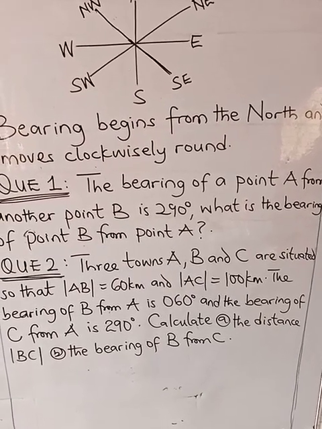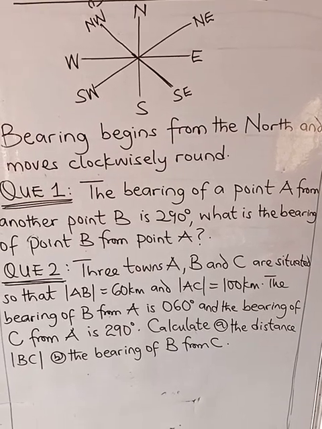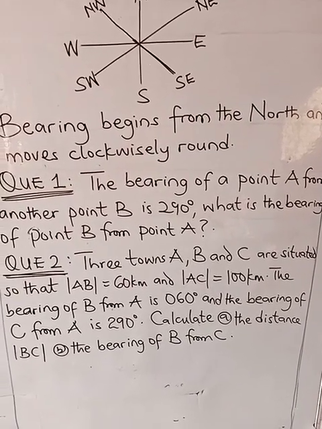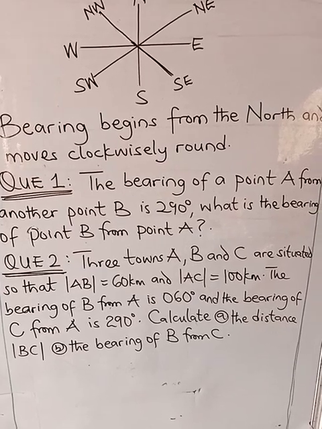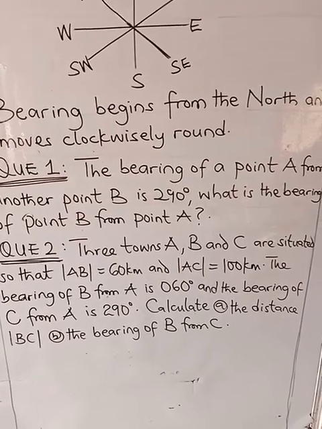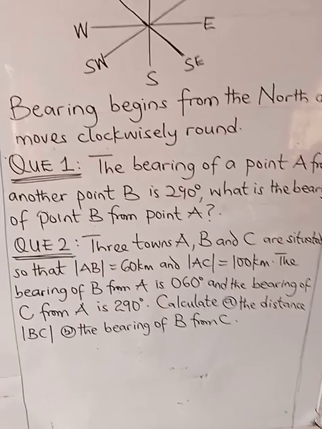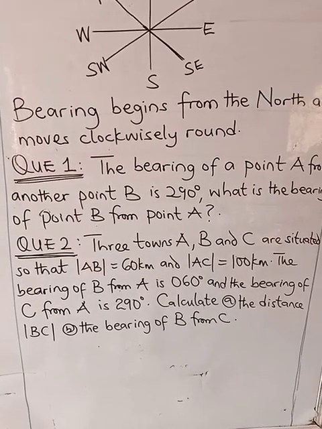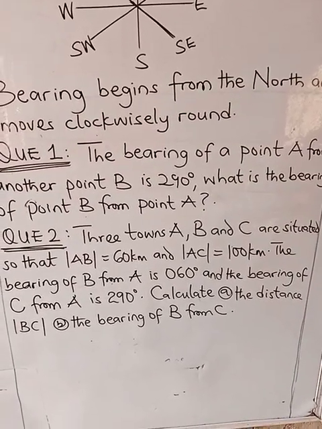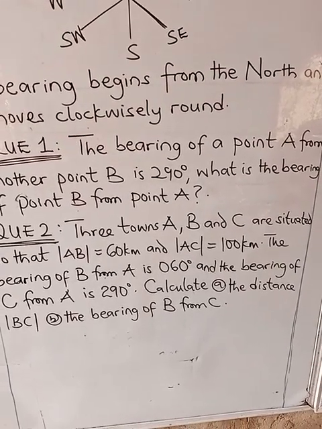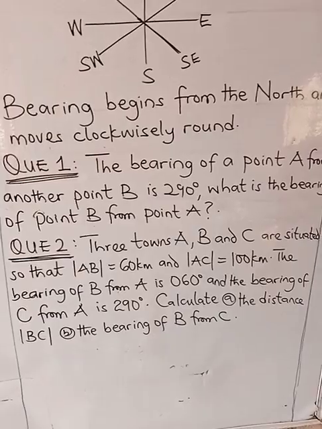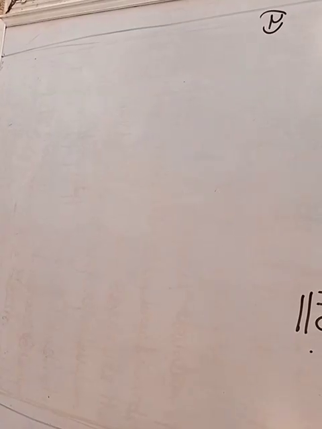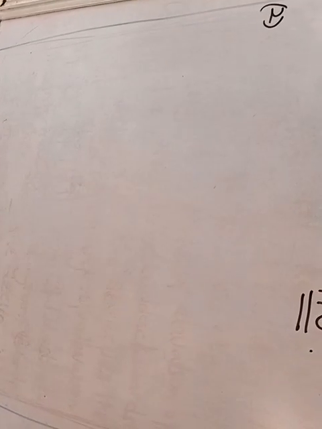Let's look at the question again. Three towns, A, B, and C, are situated such that line AB is 60 kilometers and line AC is 100 kilometers. The bearing of B from A is 60 degrees, and the bearing of C from A is 290 degrees. Calculate the distance BC and the bearing of B from C. Can we quickly consider that together?